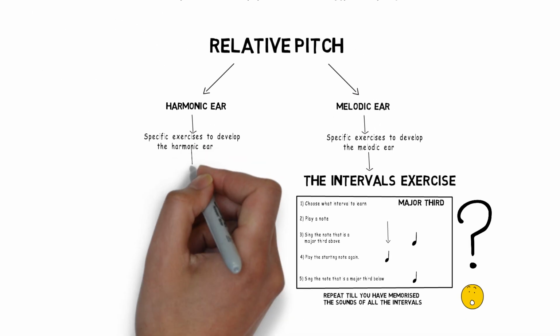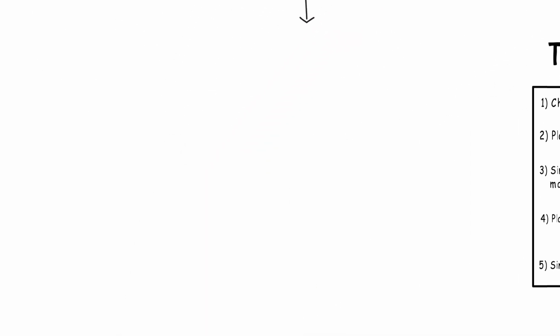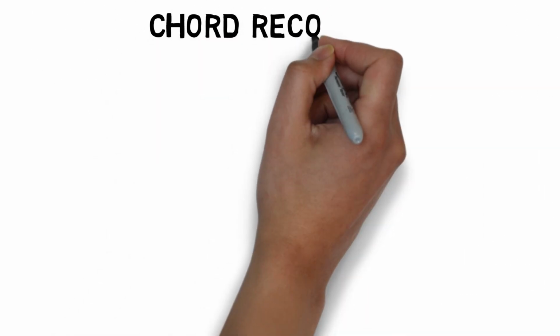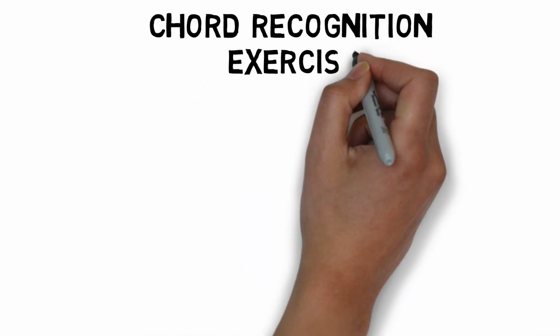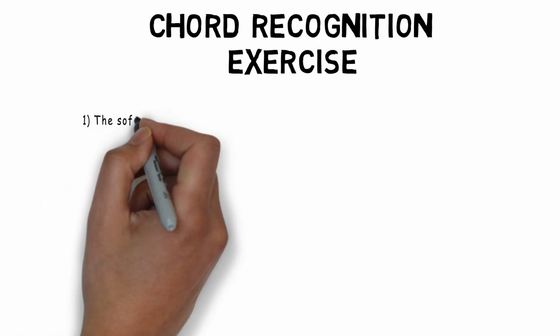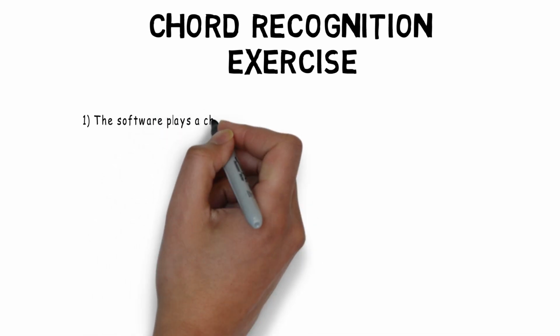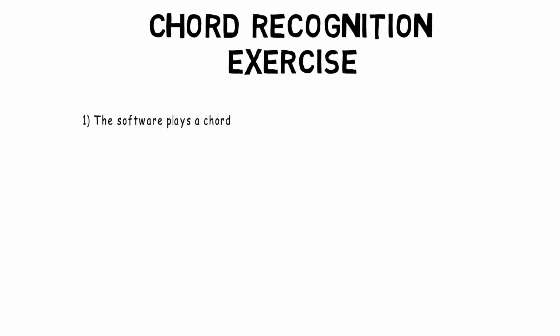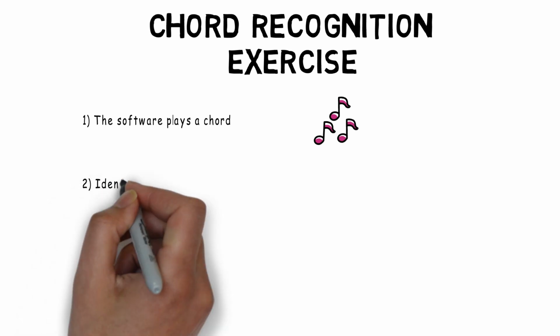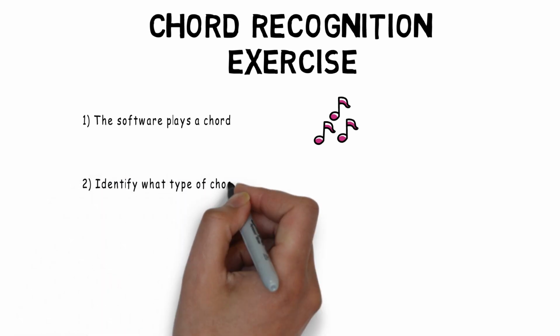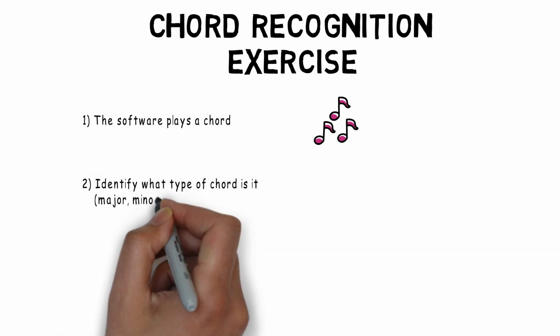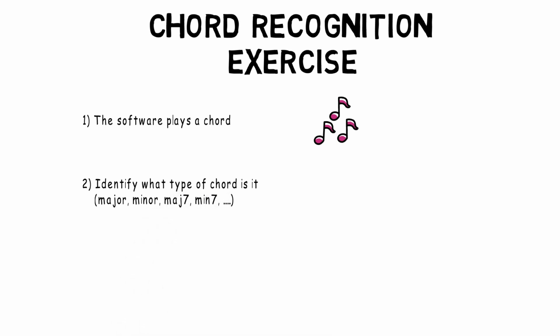This is instead an exercise that many people perform in order to develop the harmonic ear, the exercise of chord recognition. Also in this case there are several variants. One of the most common is this. We use a software that plays a random chord. Then we should recognize what chord is it: major, minor, major seventh, minor seventh, etc.